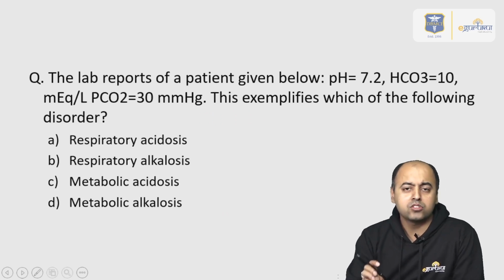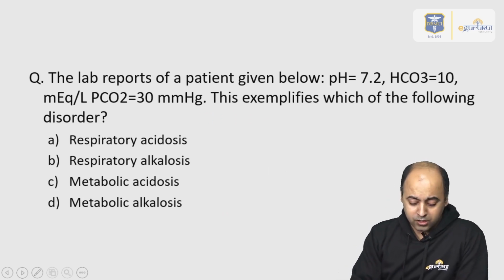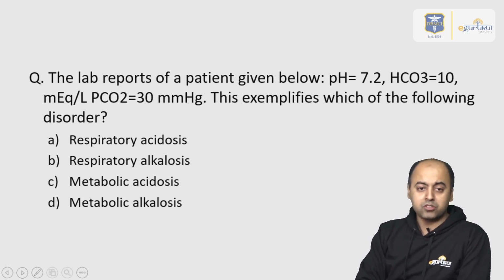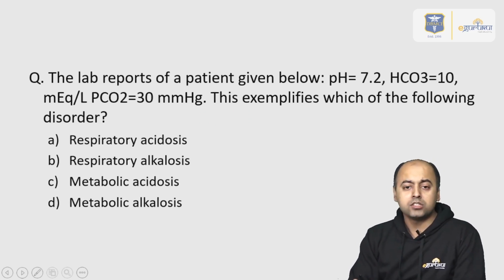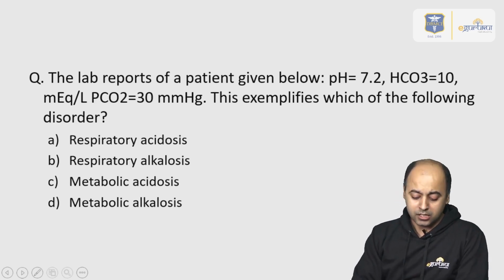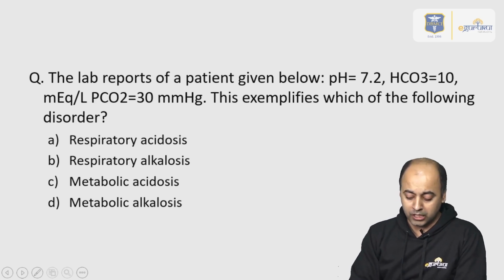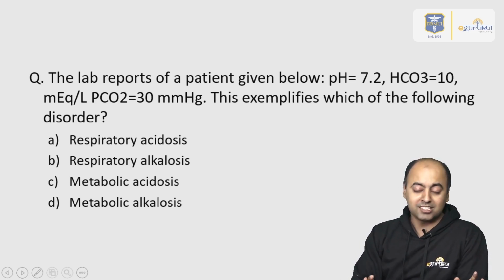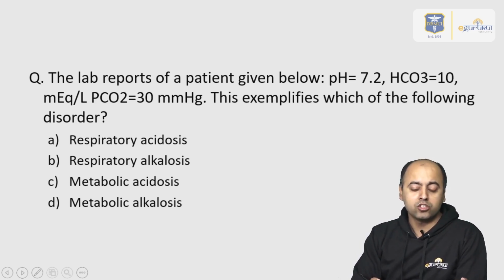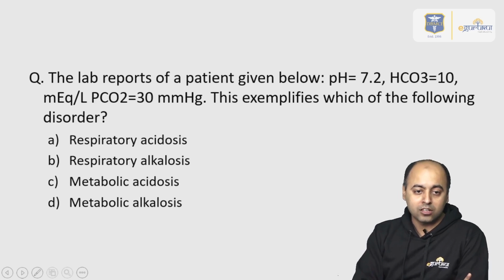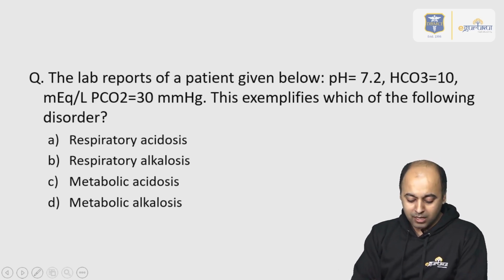So, first few questions from the acid base balance, starting with this question. The lab report of a patient given below: pH is 7.2, the bicarbonate is 10 milliequivalent per liter and the PCO2 is 30 millimeter of mercury. And the question says this exemplifies which of the following disorder. Your options are respiratory acidosis, alkalosis, metabolic acidosis and metabolic alkalosis.